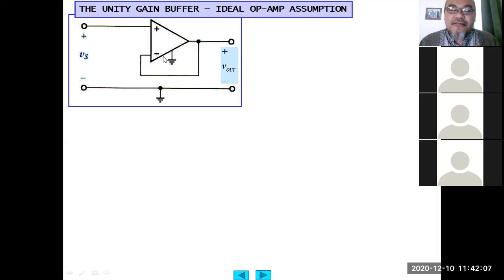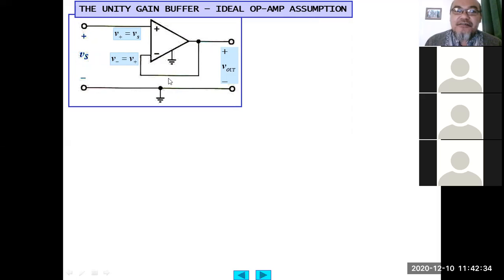Since this negative terminal is connected to the output, it means that V minus is equal to V output. V output equals V minus, which means V output equals V plus, which means V output equals Vs. Got it? So this is the cascading logic. V plus equals Vs, and this is from the ideal op-amp assumption.